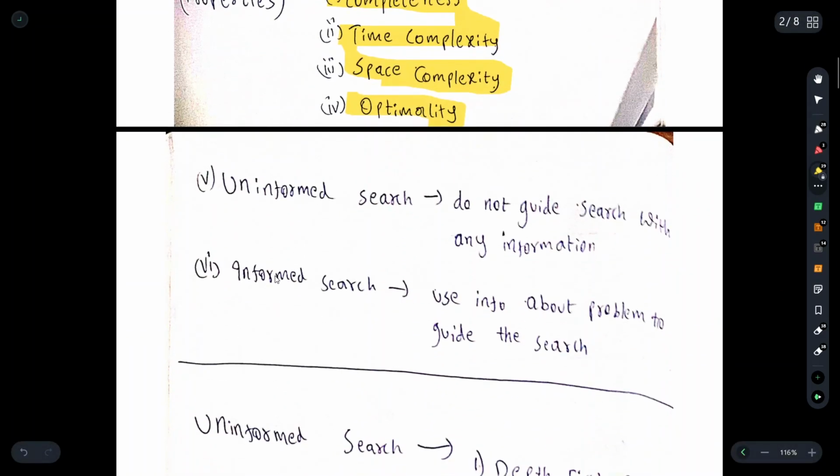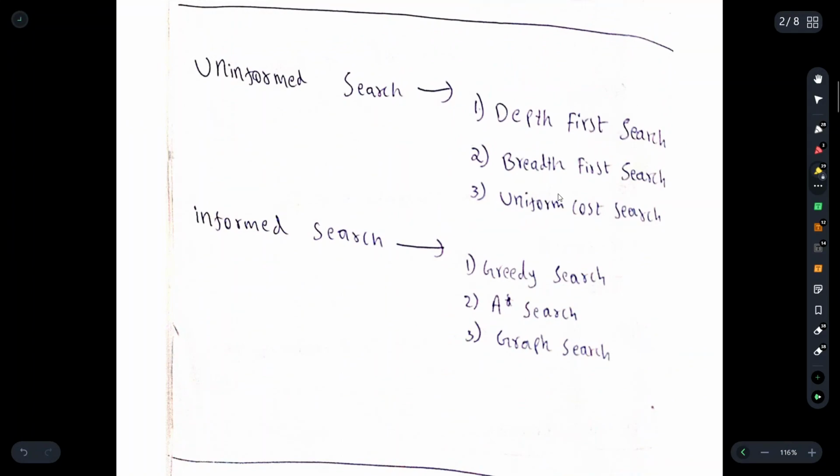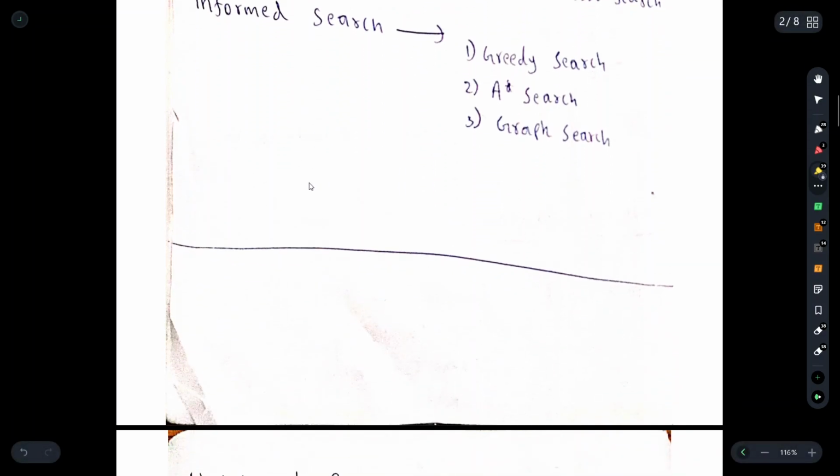Basically there are two types of searches, uninformed search and informed search. Uninformed search is where the process goes in a flow without any information, whereas informed search has some basic information regarding the flow of the searching method. Uninformed search has examples like depth first search, breadth first search, and uniform cost search, whereas informed search has greedy search, A star search, and graph search. We will discuss these in the upcoming time in this video.